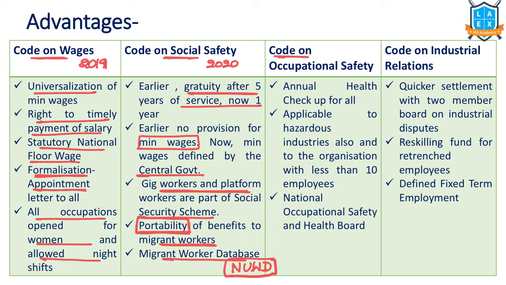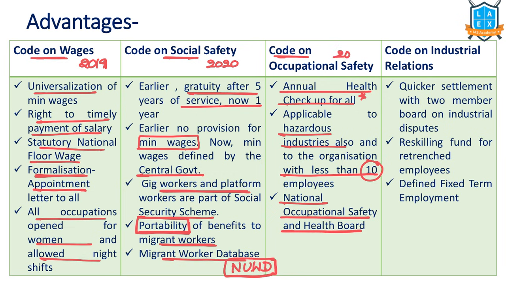Code on Occupational Safety, annual health checkups to all workers is made mandatory. Hazardous industries, and also with the industries less than 10 employees. Earlier, occupational safety provisions were applicable to only companies with more than 10 employees. Now it is applicable to everyone. National Occupational Safety and Health Boards are there. They monitor the implementation of this on a frequency basis.